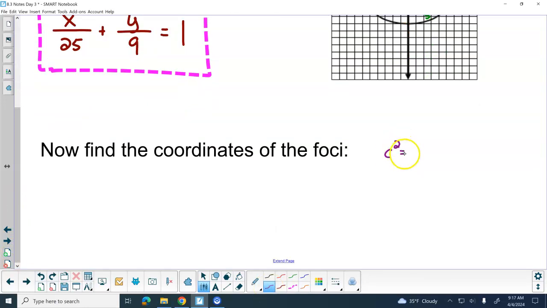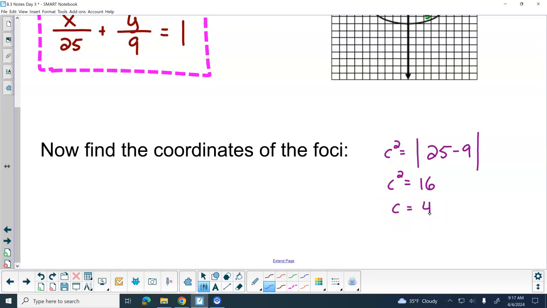C squared is going to be the absolute value of 25 minus 9. What is 25 minus 9? 16. So c squared is 16. So what is c then? 4.